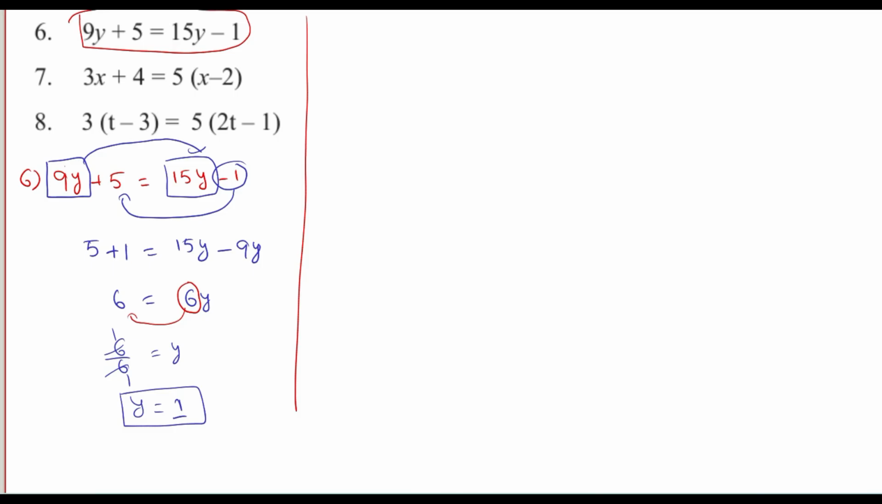In the seventh question we are given 3x plus 4 equals 5 of x minus 2. Here also we have a variable on both sides, but on the RHS we need to apply the distributive property. So let me write the LHS first as 3x plus 4, and I'm distributing this 5 as 5 into x, that is 5x, and 5 into minus 2, minus 10.